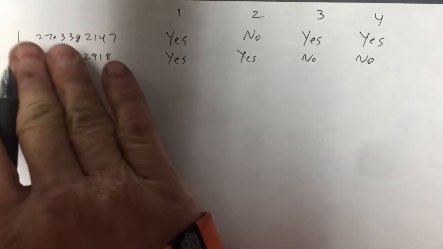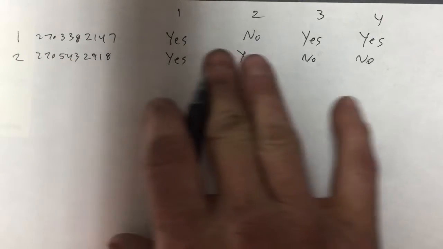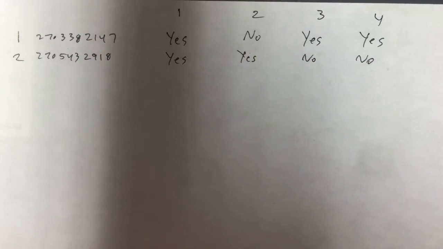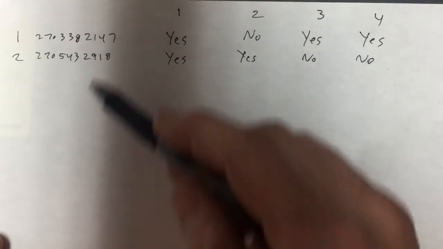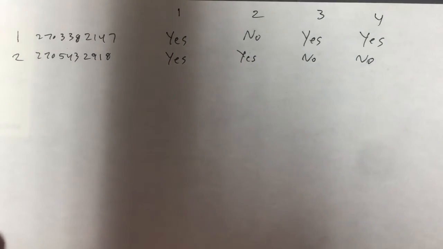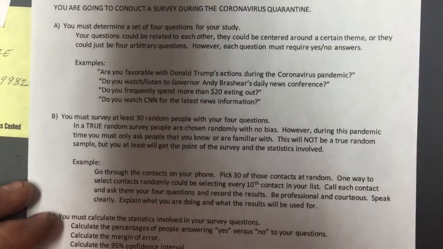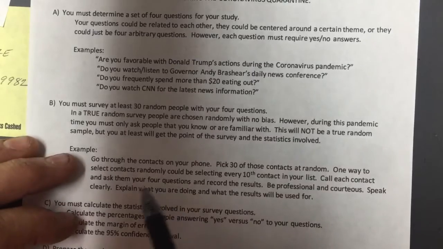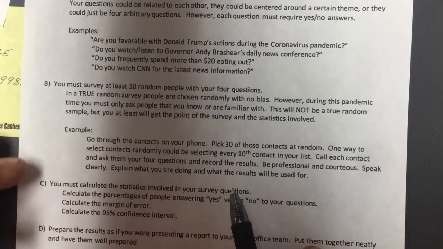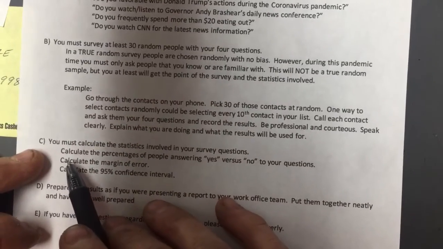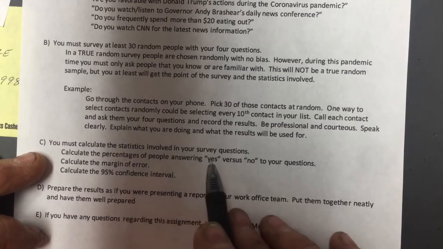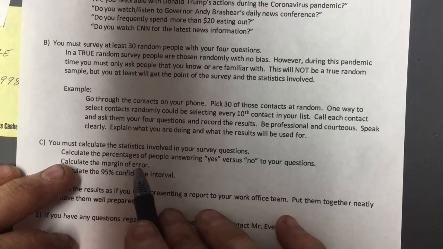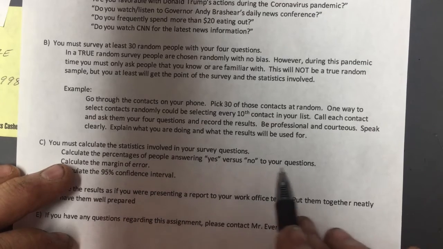So we want to see these phone numbers. Nobody's going to be calling. This is just for me. I just want to have proof that you actually did this. So you're going to have 30 of these written out. You're going to ask them these questions, and after you get all that data, you must calculate the statistics involved in your survey questions. So you're going to calculate the percentages of people answering yes versus no.